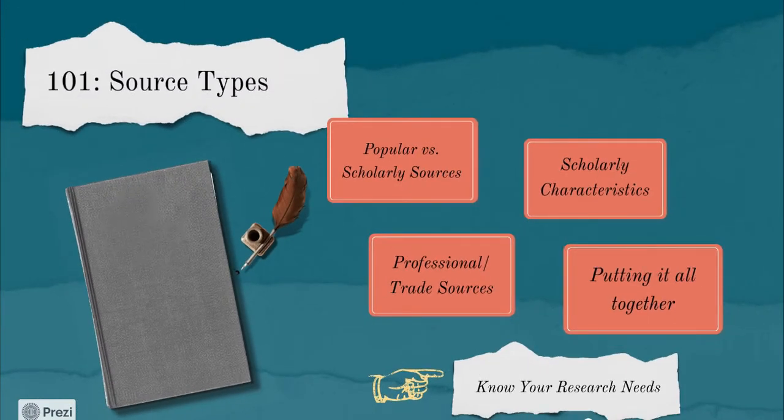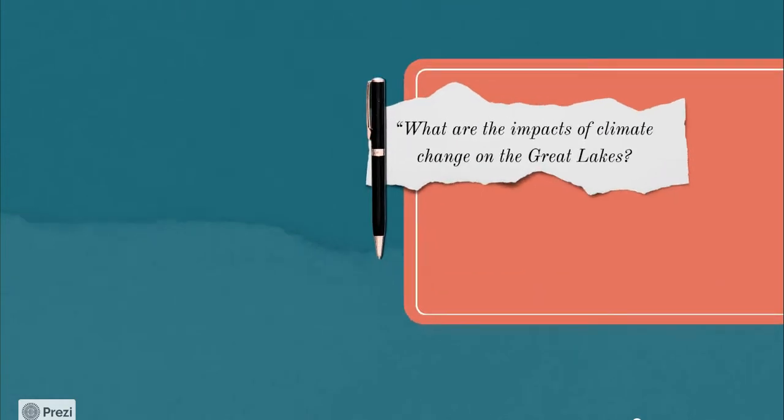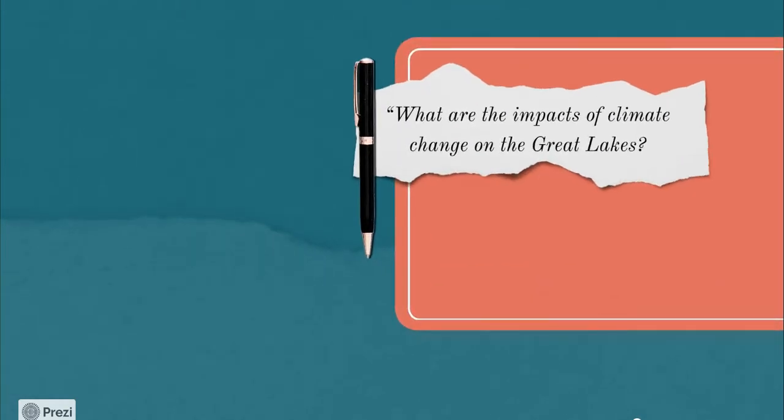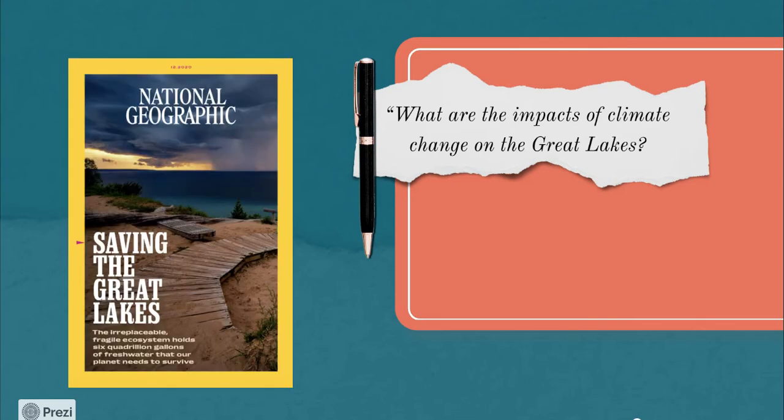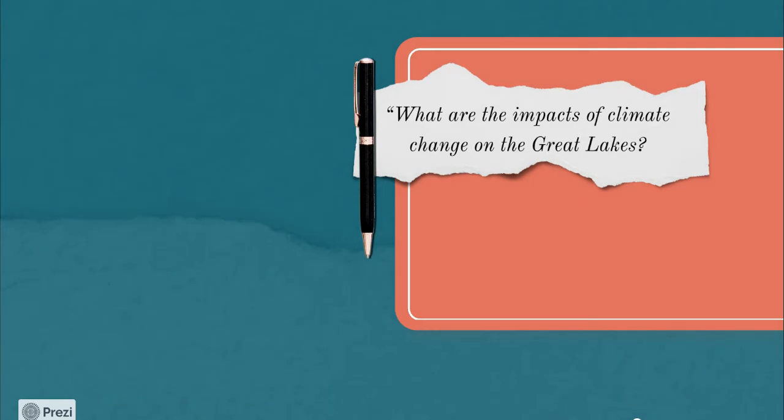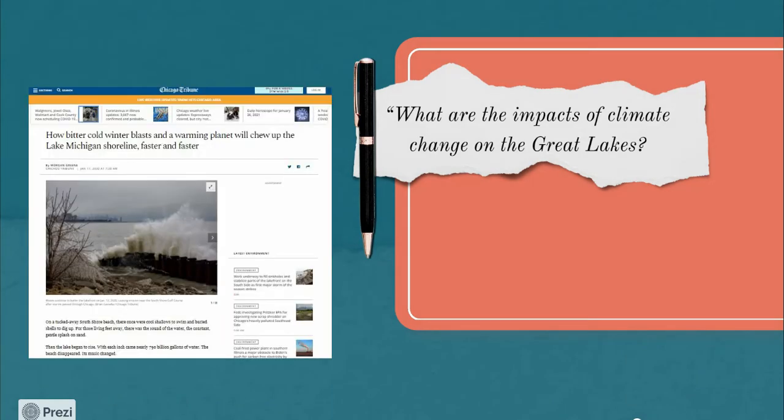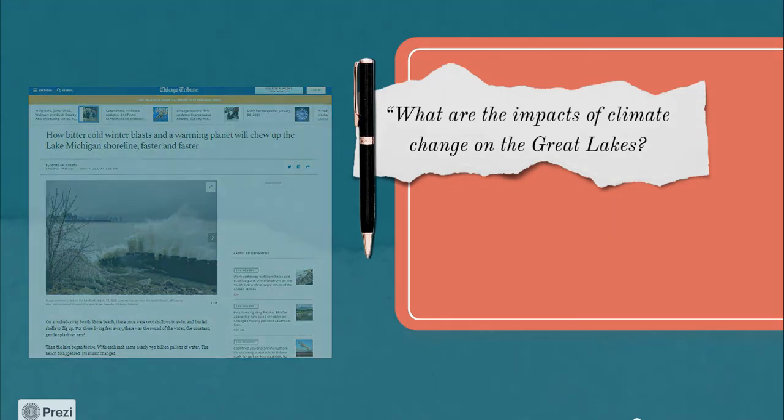So let's think about why this all matters for your research. Let's say my initial research question was something like, what are the impacts of climate change on the Great Lakes? First, I might look at a popular magazine like National Geographic to explain the bigger issues in an interesting and readable way, and maybe give me some ideas for how to narrow my pretty broad question. Or maybe I'll use this regional newspaper article, which is also considered a popular source, for human interest stories.